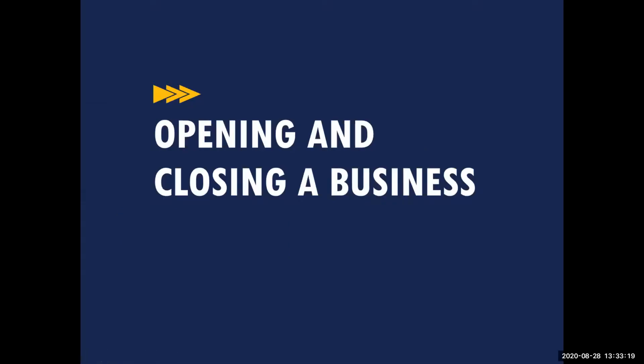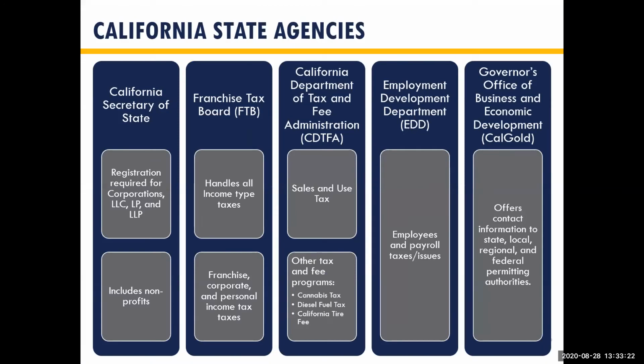All right, so opening and closing a business. On this slide, I've listed out some common California state agencies that you should be aware of. We'll just go through these. So you have the California Secretary of State, or the SOS. This is where you do all your registrations, and registrations required for C Corps, S Corps, LLCs, LPs, LLPs, and even nonprofits. This is where an entity is going to file the organization and incorporation papers. Filing with the SOS also gives the company their legal standing in California. And in the next few slides, we'll talk about when to register, but let's get through these other agencies.